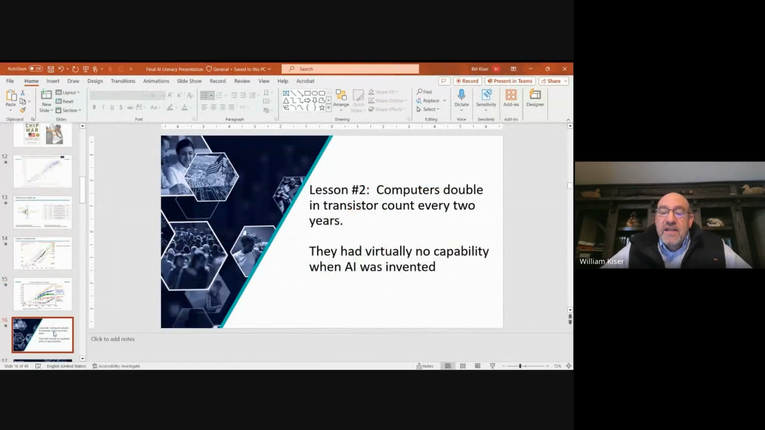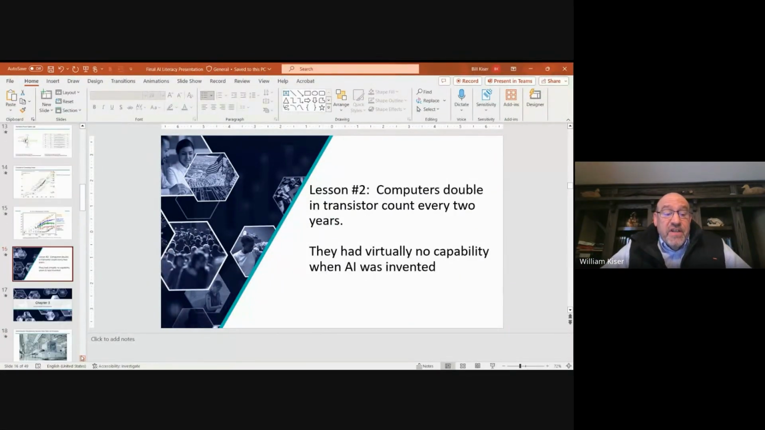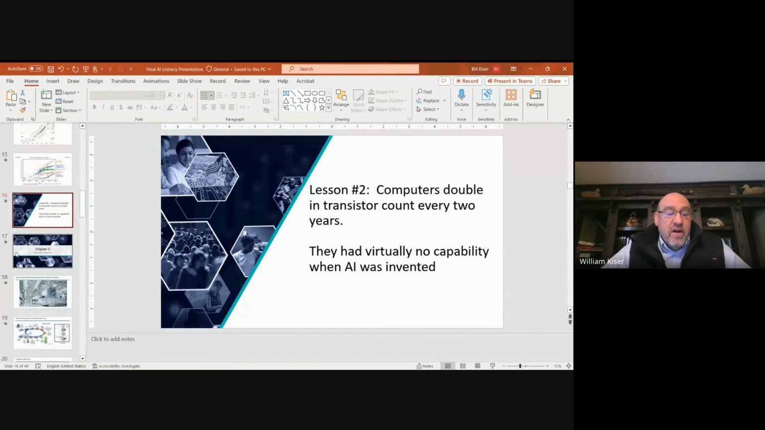Absolutely, Moore's law exists. Computers double in transistor count every 2 years. But the other thing I wanted to bring back to you is there was virtually no capability from a computer standpoint when AI was invented. AI has been around a long time. Semiconductors have been around a long time. It's only now that they're starting to converge against each other so you can actually make progress.